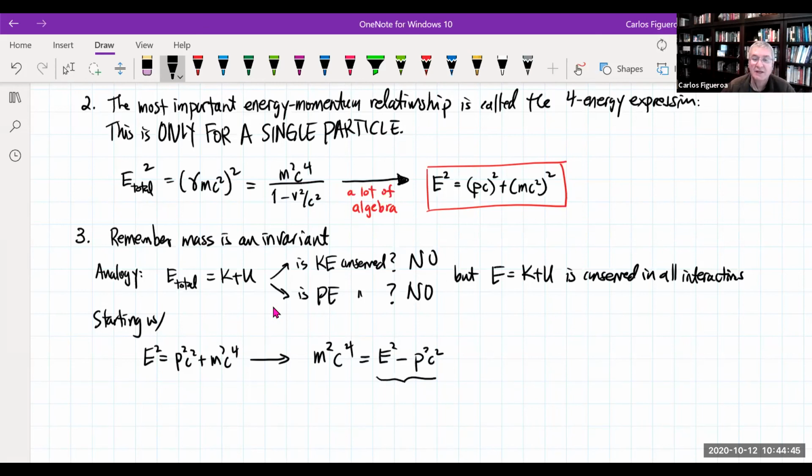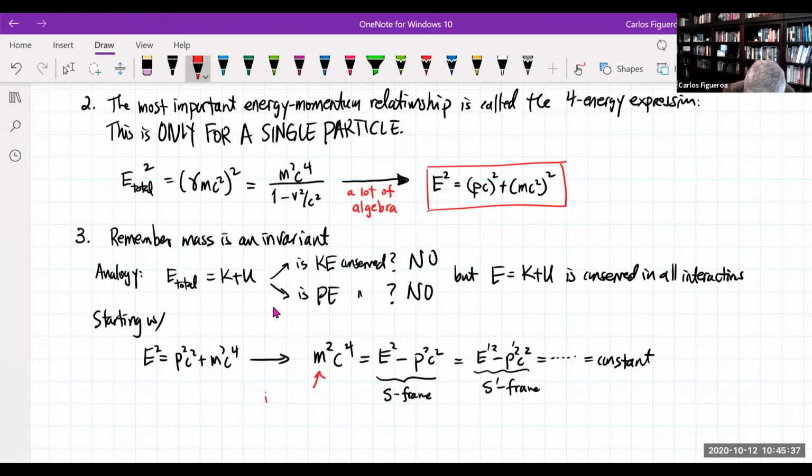If you look at the Lorentz transformations, this is what I'll call the S-frame. If I now do a boost into a new frame of reference, where this is the S prime frame, or any other frame you want to choose, as long as they're inertial frames of reference, this is always a constant. So the Lorentz invariant for mass is E squared minus P squared C squared. That is the same for all observers, telling you that this is a Lorentz invariant.